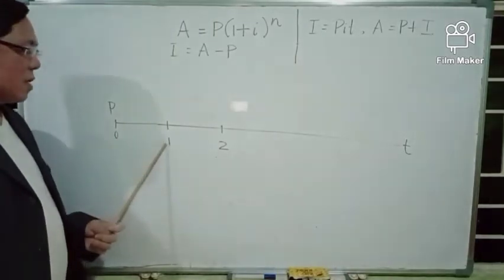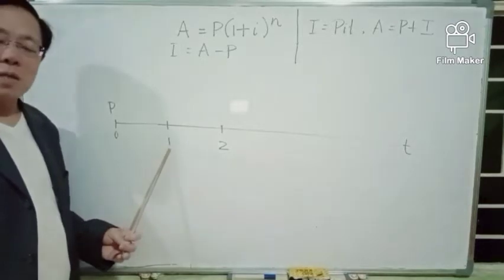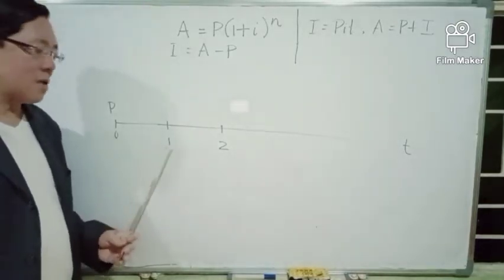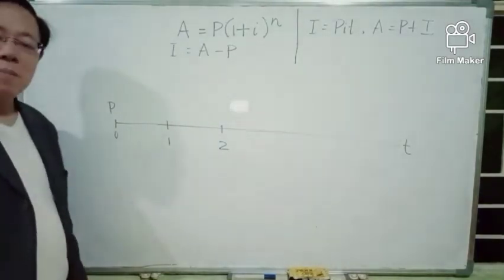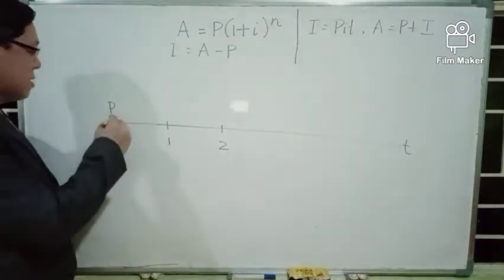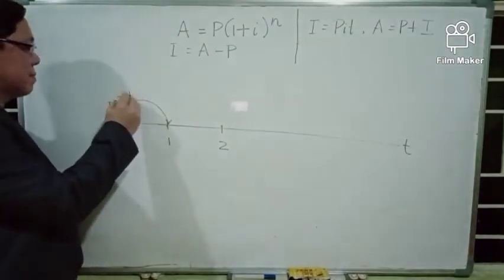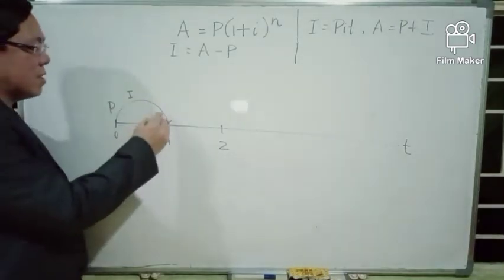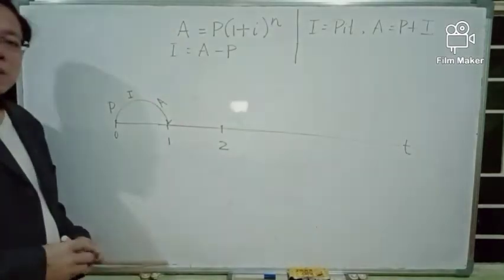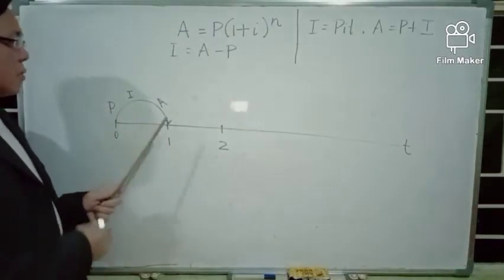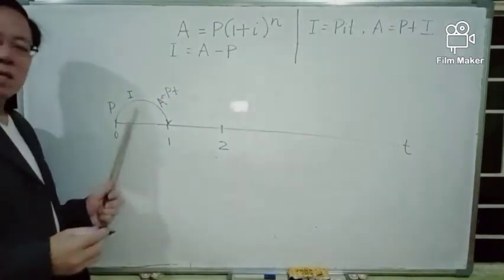And after 1 year, if the given compound interest rate is compounded annually, that is, the interest is computed yearly, at the end of 1 year, the original amount invested P will earn an interest at the end of 1 year. And so at the end of 1 year, the accumulated value of the principal is equal to the principal plus the interest.